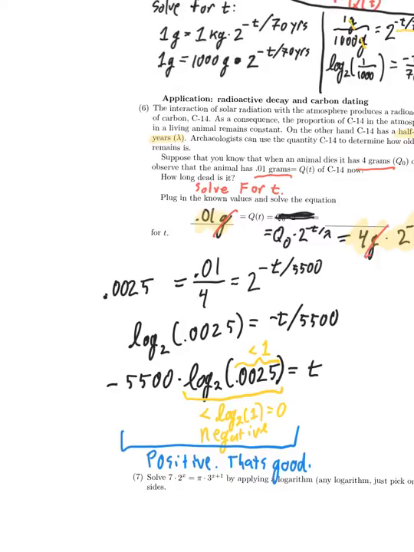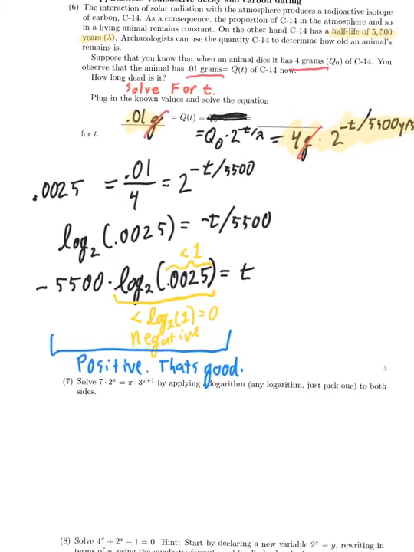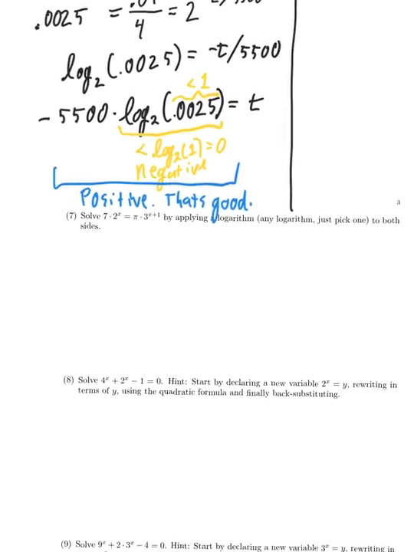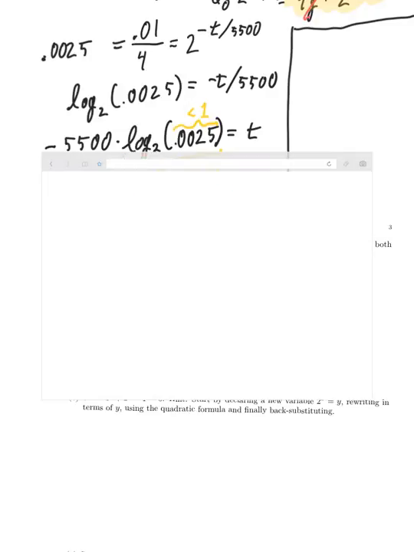All right, but again, if someone asked you to compute the amount of time that passed and you told them that it was 5,500 times the log base 2 of 0.0025, they would say, okay, great. What is that about? Because they probably care about, is it like 1,000 years old, 10,000 years old? That's what they're asking you. So let's get that decimal approximation and see what it is. So I'm going to give myself some more space vertically.